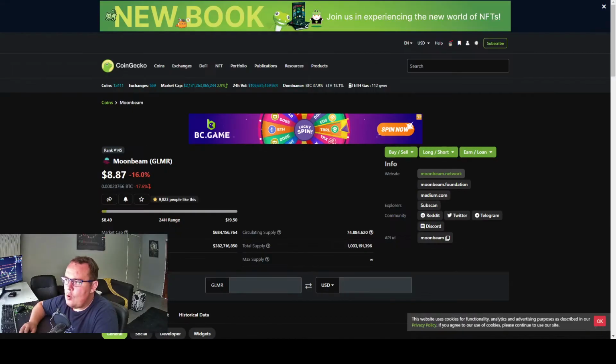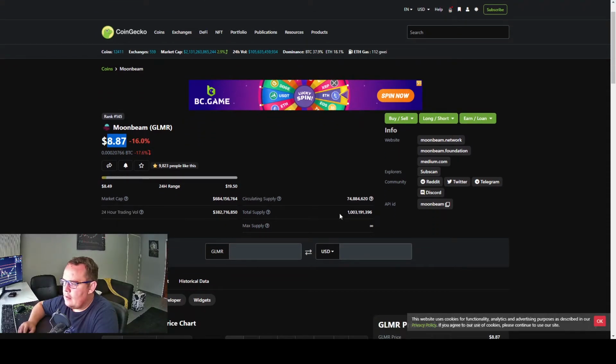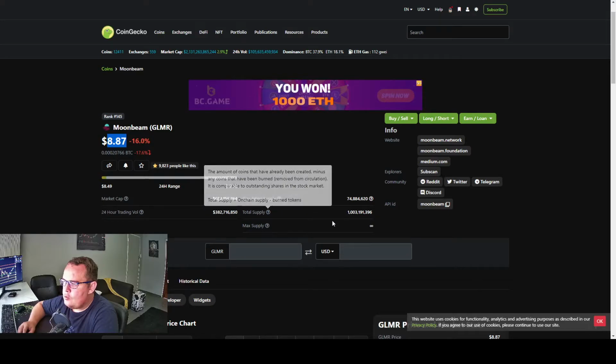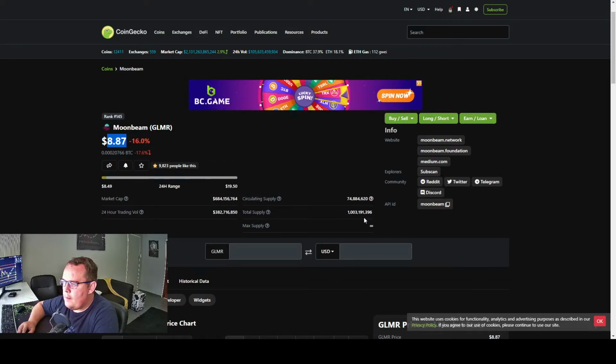The second coin we're looking at is Moonbeam, GLMR, currently trading at $8.87. No max supply announced yet. Total supply 1 billion and 3 million. Circulating supply 74 million currently.